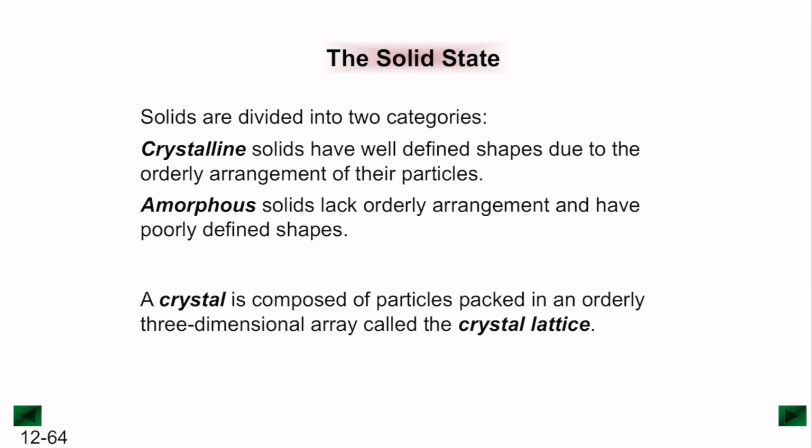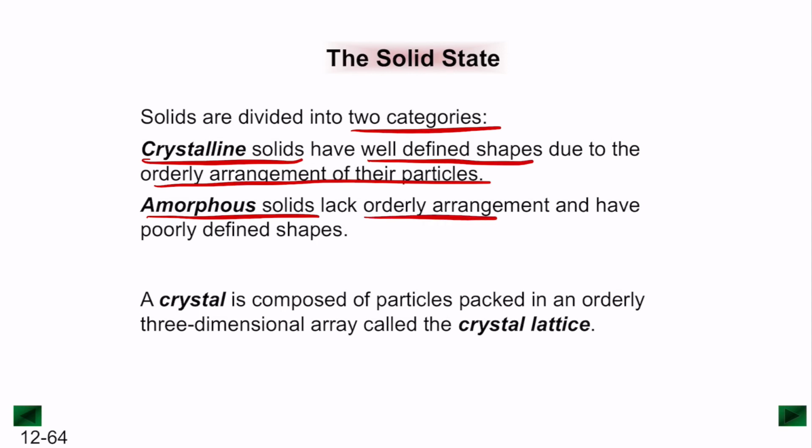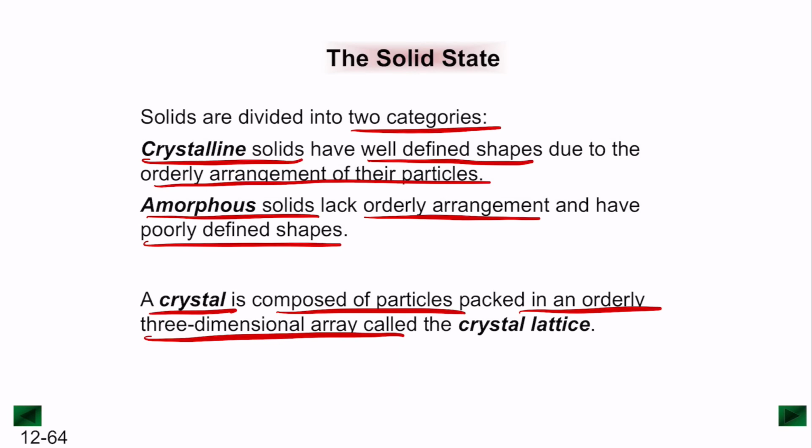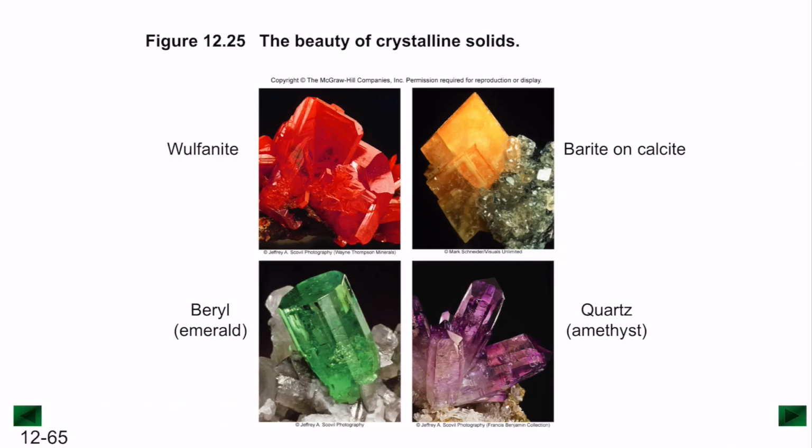Next, let's discuss the solid state. We can divide solids into two categories: crystalline solids and amorphous solids. Crystalline solids are the ones that have a well-defined shape due to orderly arrangement of their particles. Amorphous solids are the ones that lack orderly arrangement and generally have poorly defined shape. A crystal is basically composed of particles packed in an orderly three-dimensional array. We call that a crystal lattice.